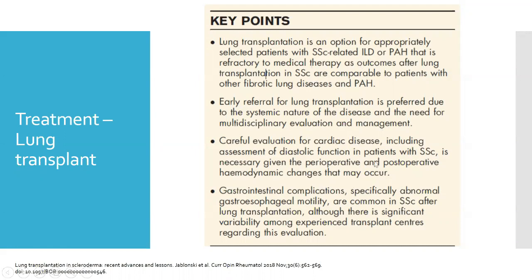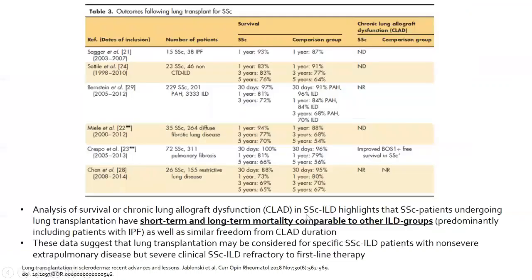Important things to consider: cardiac disease, right? So patients with scleroderma do have an increased risk of cardiac disease, as we discussed earlier, diastolic dysfunction, things such as PH. GI complications become important because these patients are already at risk for GI dysmotility. So this should be taken into consideration when considering lung transplant options.